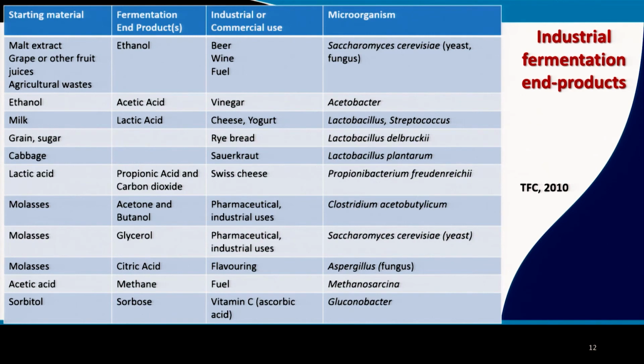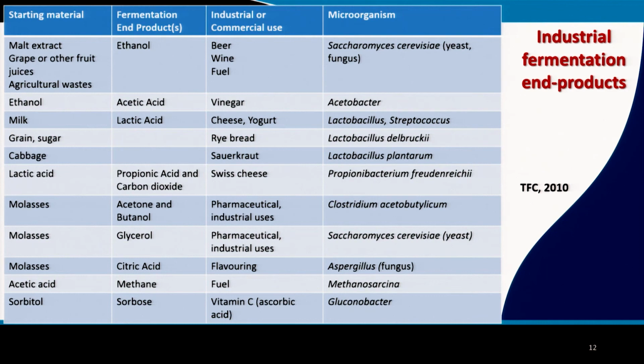Then we come to cabbage. Cabbage is converted to sauerkraut, which is a very popular food material, and that is generated using Lactobacillus plantarum. Lactic acid can be converted to propionic acid and carbon dioxide in the production of Swiss cheese, and the microorganism responsible for this is Propionibacterium species. Molasses, which comes from sugarcane, can be converted to acetone and butanol. These are both pharmaceutical as well as industrial applications. The microorganism responsible is Clostridium acetobutylicum, and molasses can be converted to glycerol. Again, there are pharmaceutical as well as industrial applications, and the mediating microorganism is Saccharomyces cerevisiae.